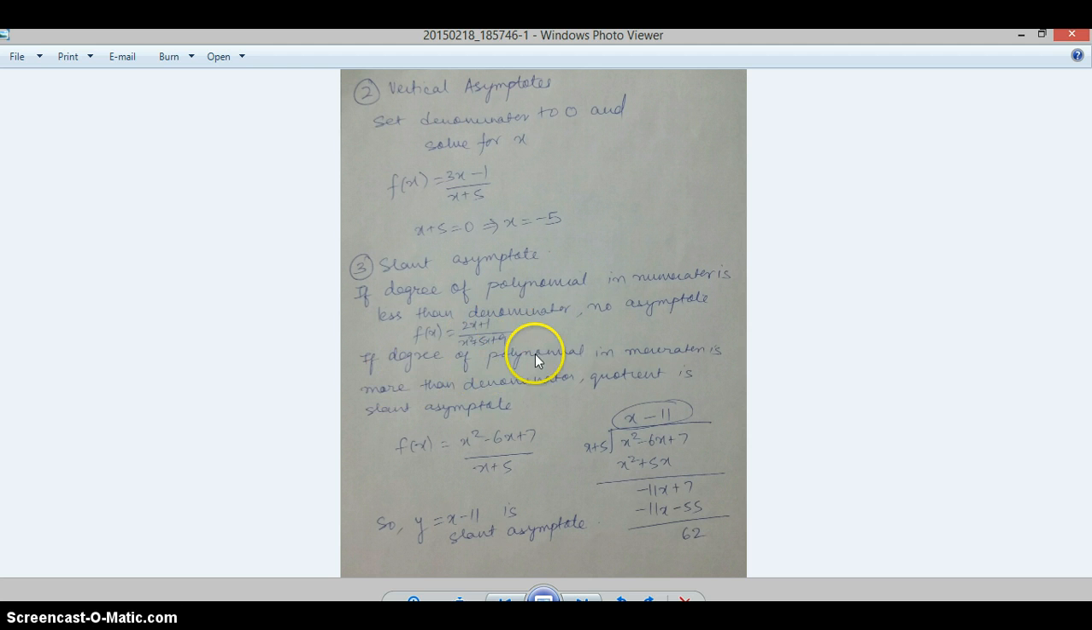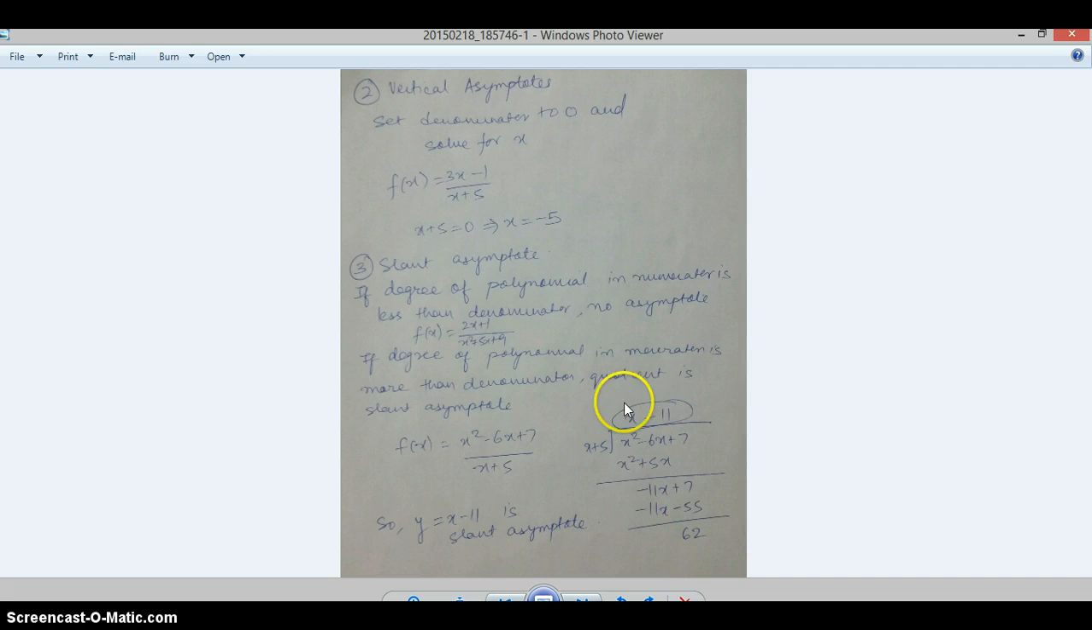And if the degree of the polynomial in the numerator is more than the denominator, then your quotient after long division would be your slant asymptote. So if f(x) equals x squared minus 6x plus 7 over x plus 5, if you divide this and you get a remainder, remember the remainder is important. If there is a remainder and a quotient x minus 11, then your quotient becomes your slant asymptote. So y equal to x minus 11 is your slant asymptote. Remember there should be a remainder over here.